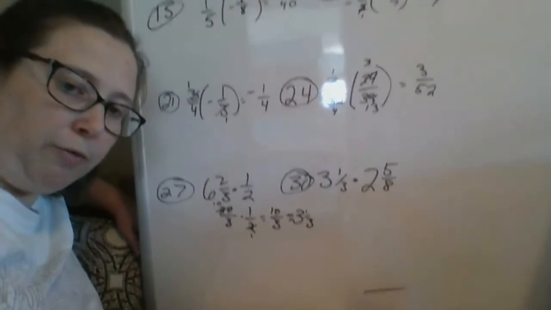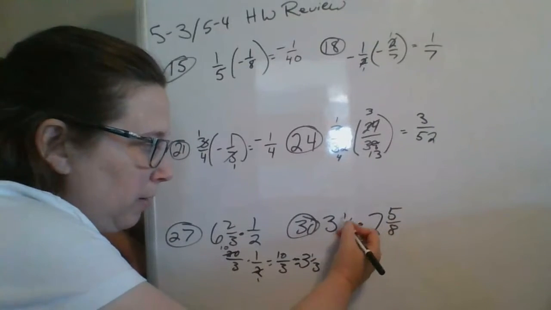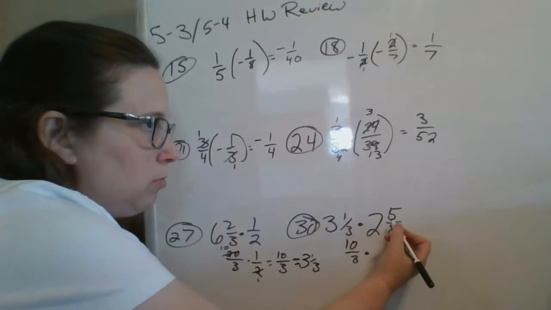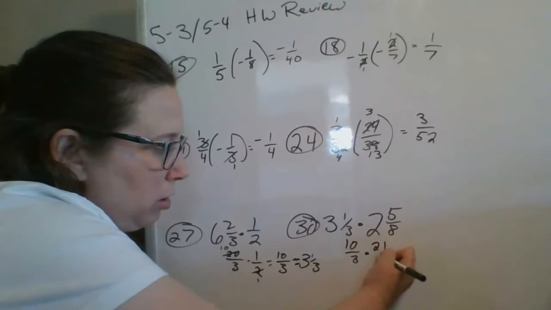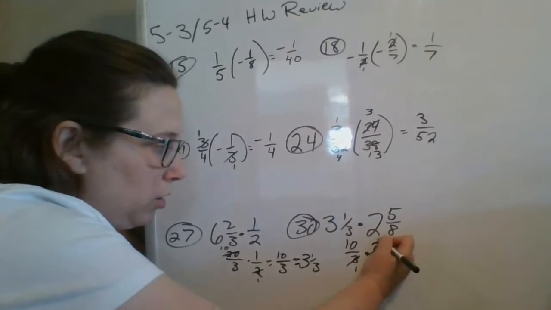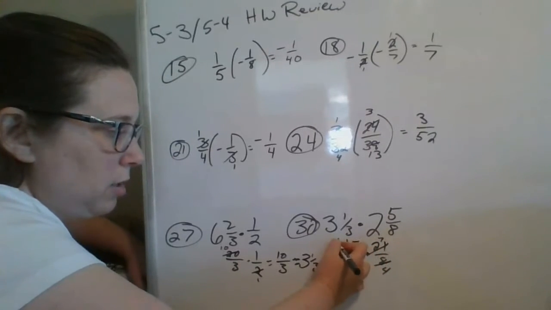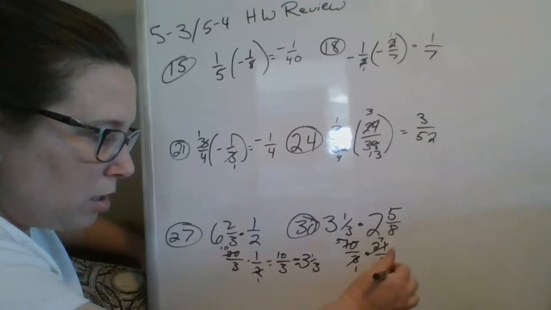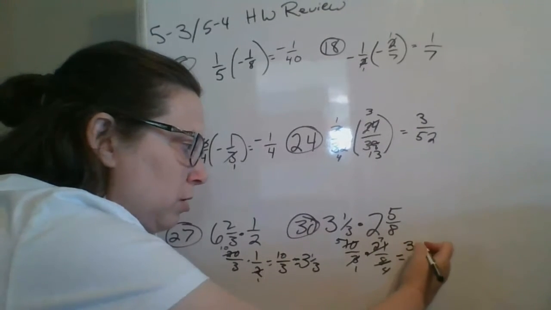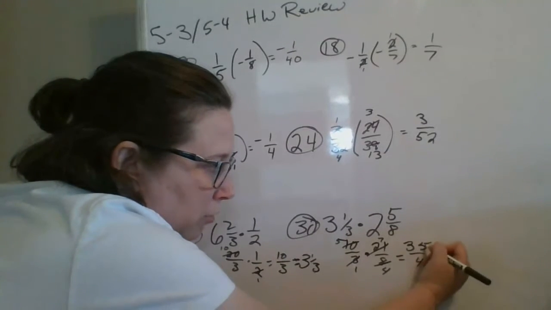The last one, I have 2 mixed numbers, so I am going to make both of those improper. So we have 10/3 times 21/8. 3 goes into both 3 and 21. 2 goes into 8 and 10. And that's it. So now I multiply across the top, multiply across the bottom, and finally I have to decide how many times does 4 go into 35.